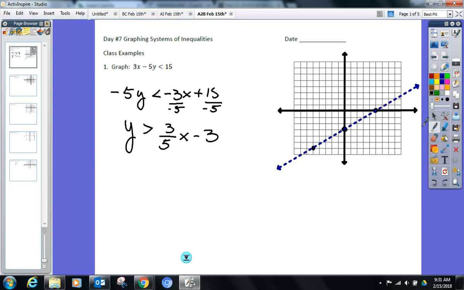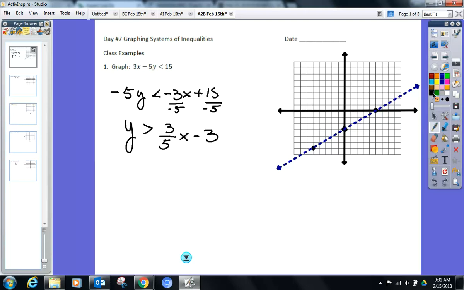That's the first part, getting the line done. Second part, shading. I'm either going to go above or below here. How do I figure out? I test a point, preferably a simple point that's not on the line, which would be what for us here? Simple point. 0, 0, or 1, 1, sure. I'm going to go 0, 0, though.